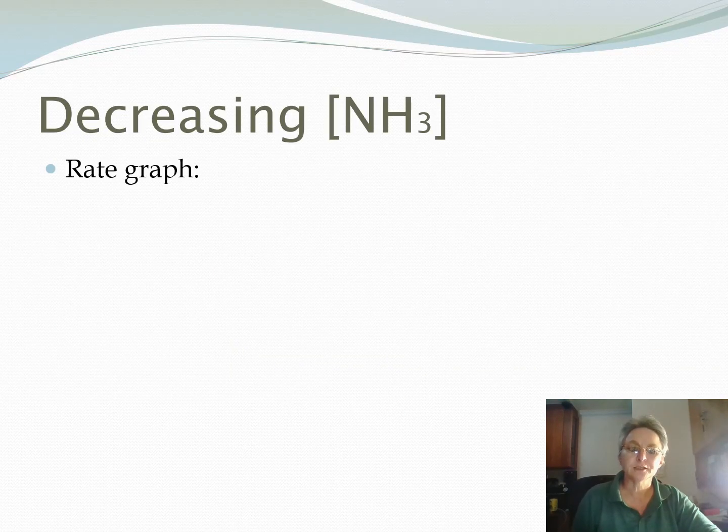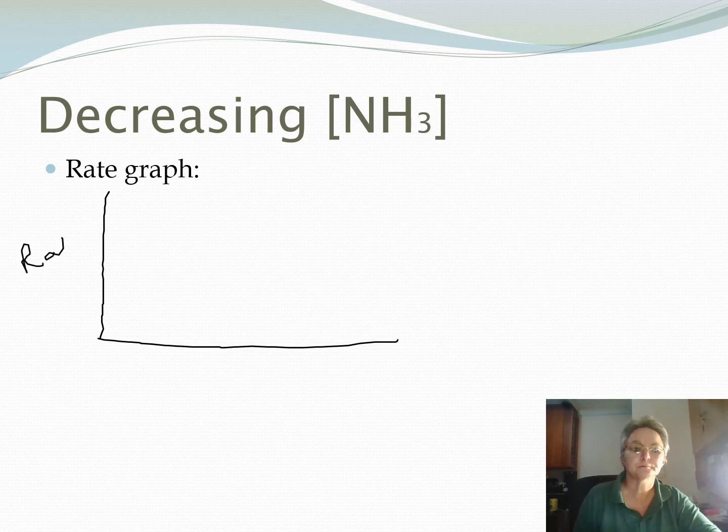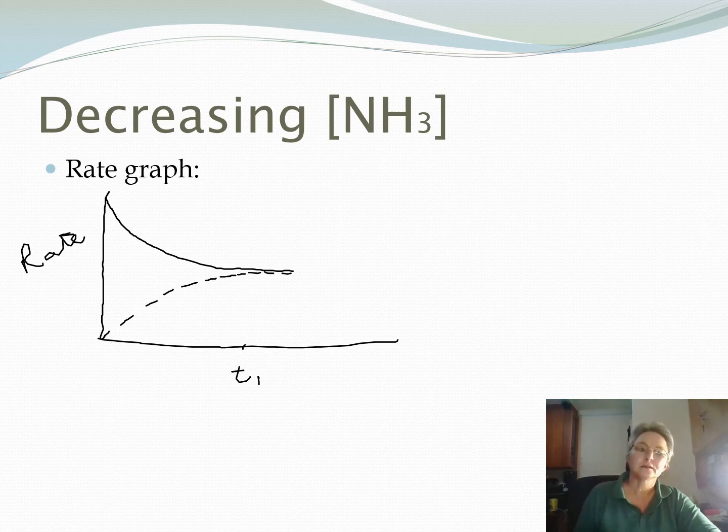Let's look at the rate graph when we remove ammonia from the reaction mixture at equilibrium. So originally, the initial equilibrium would be reached after time T1. The reverse reaction will speed up. Then at time T2, we remove ammonia from the reaction mixture.